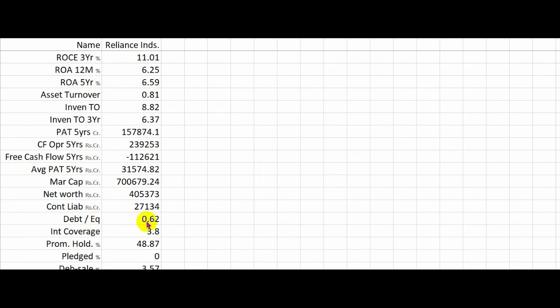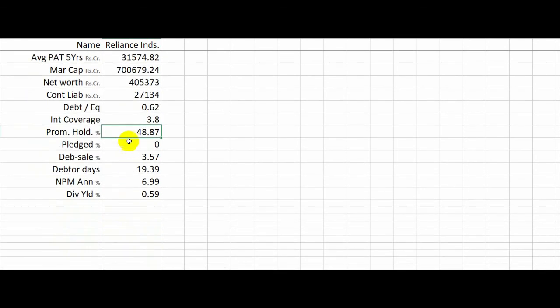Debt to equity is 0.62 times, which is a good value. We don't want it to exceed 1 times. Coverage, although, is slightly lower than the 4 times multiple which I've set as my benchmark. Promoters are holding around 48% of shares in the company, and none of the promoters' shares are pledged. The debtors to sales percentage, which we already saw in the graphical chart, was around 3.5% of the total sales, meaning debtors were around 3.5% of the total sales of 2019.